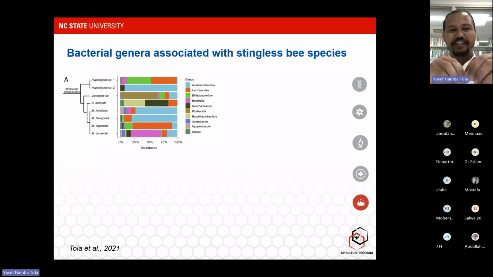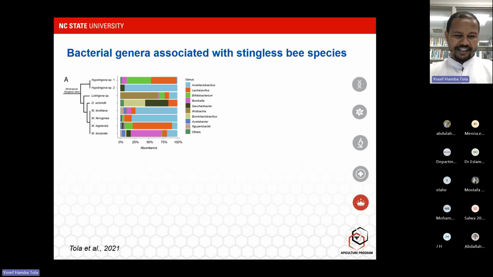So all 8 species from this result have different compositions and different abundances of the microbes. The microbes are not conserved across the species. They have different abundance, different diversity, and different composition. Each of them has its own dominant bacteria. For example, if you look at the first species and the second Hypotrigona species, Acetilactobacillus is the dominant one. And for each of them, you can see different genera and different composition.